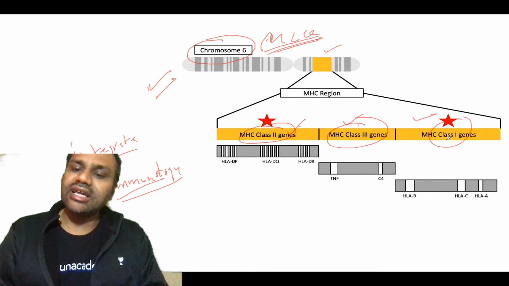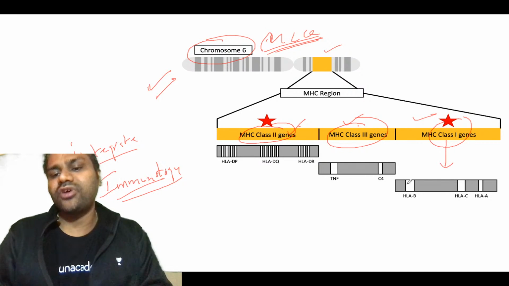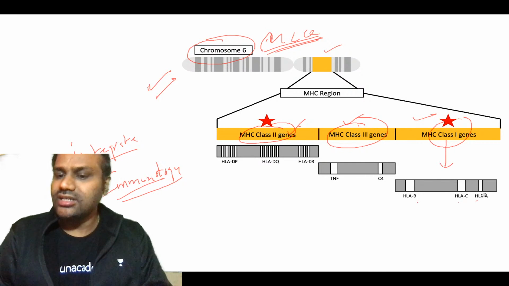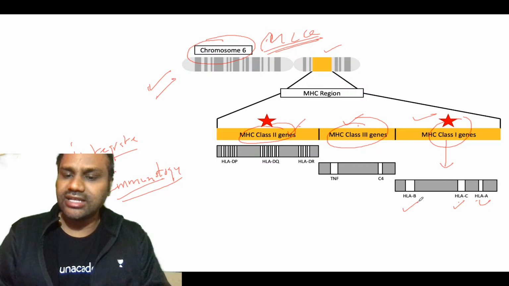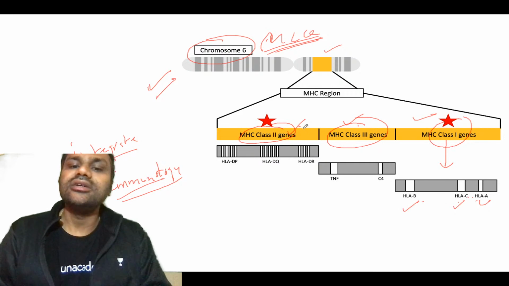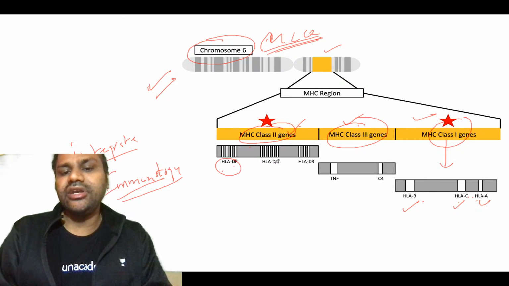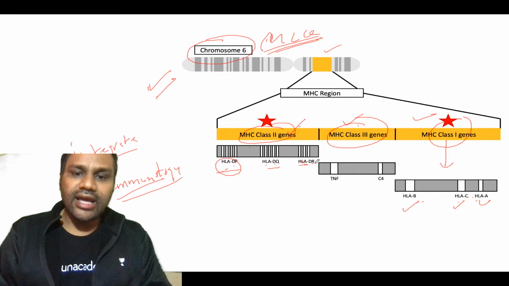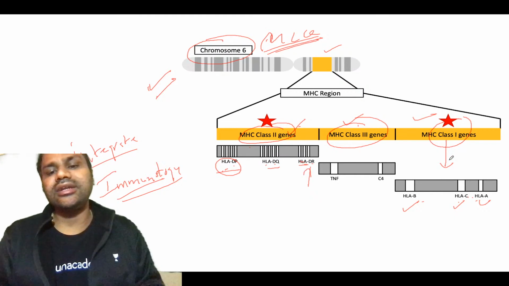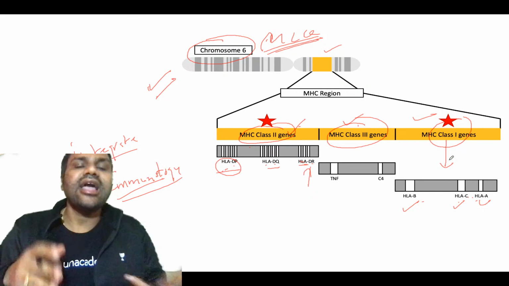MHC class 1 is responsible for HLA-A, HLA-B and HLA-C. MHC class 2 is responsible for HLA-D, which is HLA-DP, DQ and DR. These are important, and obviously here we also have antibodies against the HLA-DR antigen.